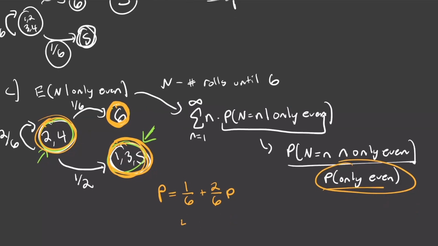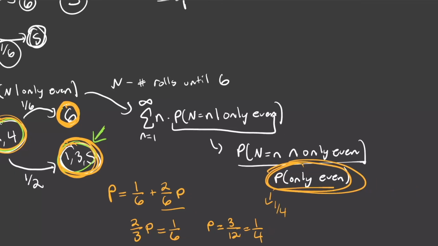When we do so, we get 4/6 P, when I move this to the other side, is equal to 1/6. This is equal to 2/3. And then to solve for P, we multiply each side by 3/2, and we get 3/12, which is equal to 1/4. So the probability of me getting a sequence with only even numbers is going to be 1/4. So this probability right here is 1/4.